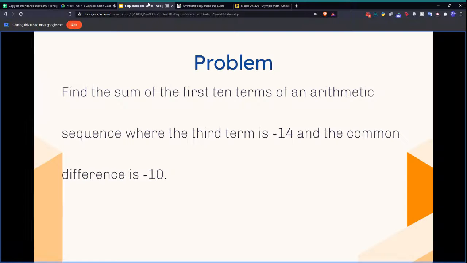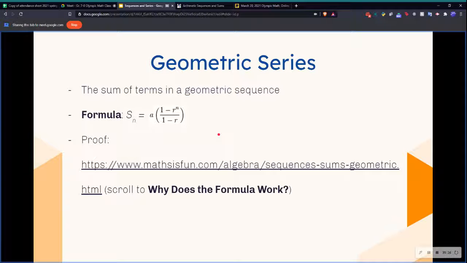Okay, if there are no questions, let's go to the next topic. So we looked at arithmetic series, now let's look at geometric series. And it's very straightforward. It's the sum of all the terms in a geometric sequence this time. And this is what the formula looks like. You have S of n, so we have the sum notation, is equal to a, multiplied by this fraction. So we have 1 minus r to exponent n as your numerator, and you divide that by 1 minus r. So this is the formula.